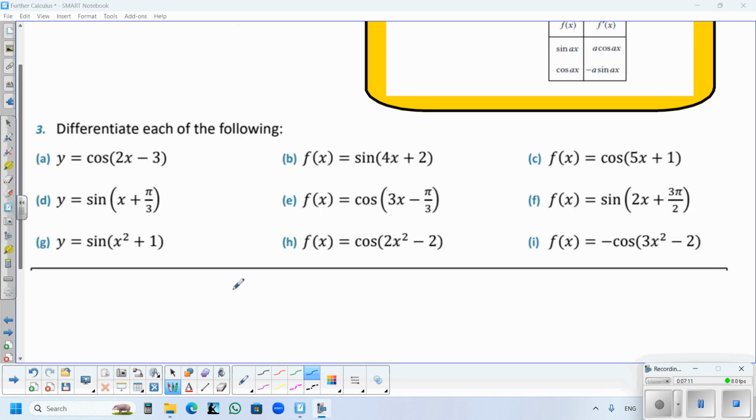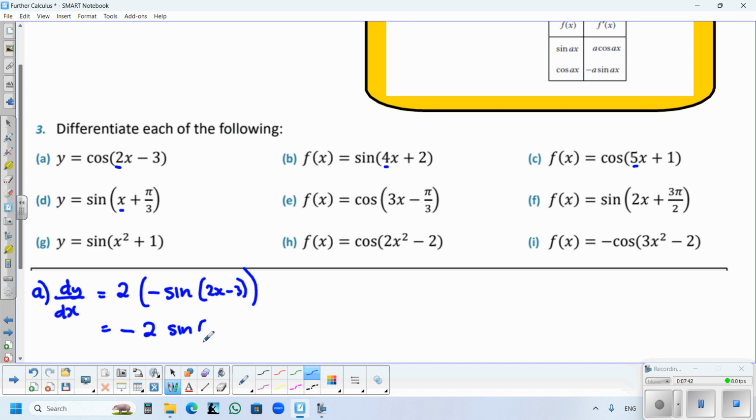Now, these ones look more complicated, but they're not. The only important thing is the number in front of x. These things stay the same, so it's only these numbers here that are important. Okay, that's all we're worried about. So when I do part A, we've got dy by dx, and I look at the number in front of the x, which is a 2, so it's 2. The derivative of cos is minus sine, and the angle stays the same, so in that bracket you've got 2x minus 3. That always stays the same. So tidy that up, gives you minus 2 sine 2x minus 3.